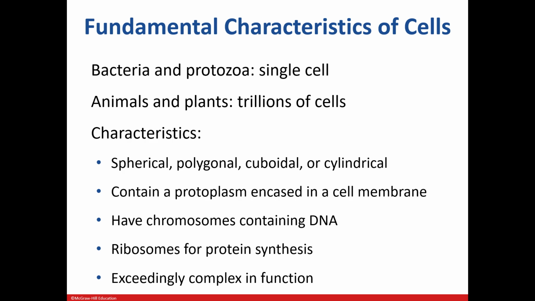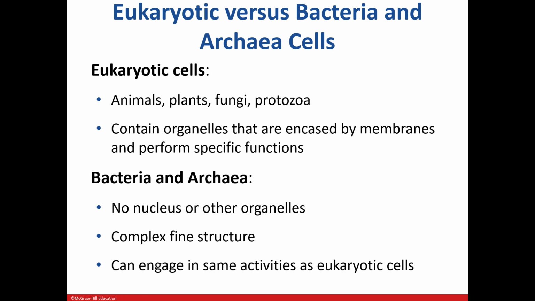So what do these different cells look like? We've discussed the prokaryotes being single-celled. Animals contain trillions of cells. These cells have different shapes, all contain protoplasm, DNA, and ribosomes. This slide sums up a previous slide in the chapter.